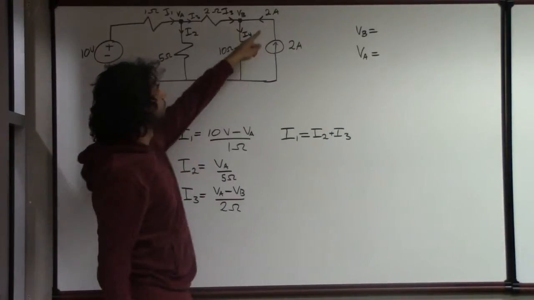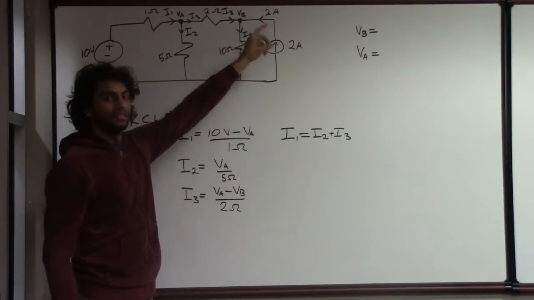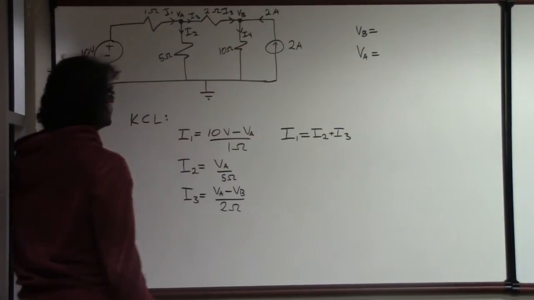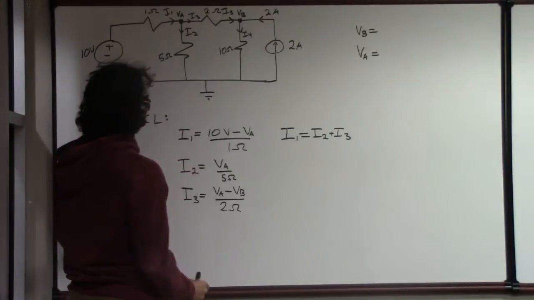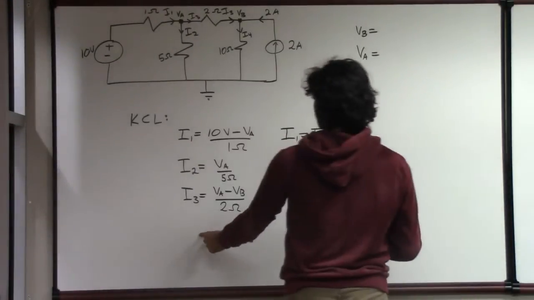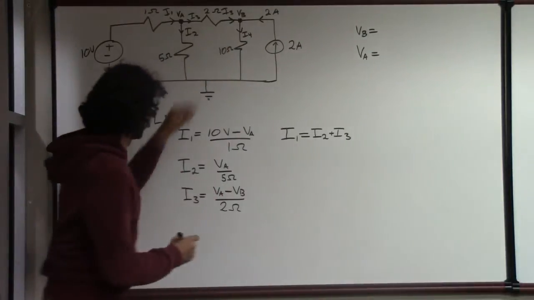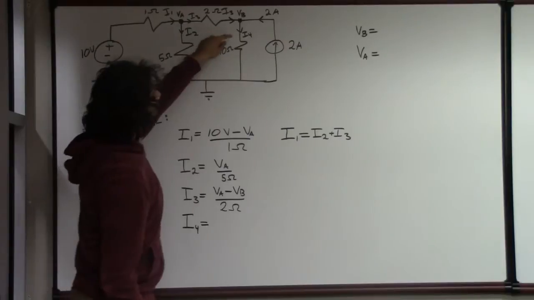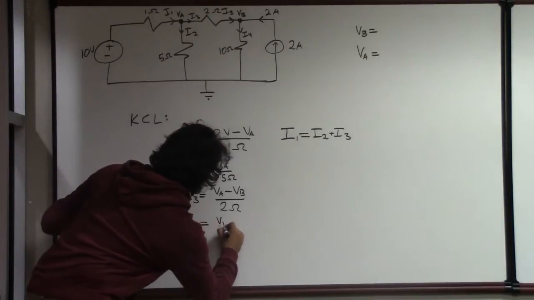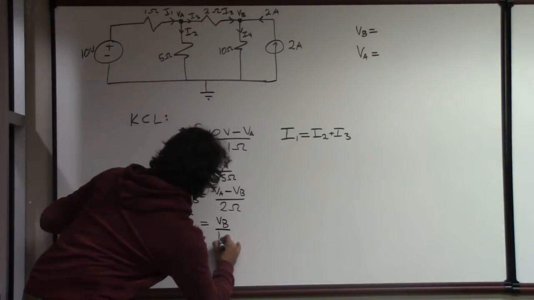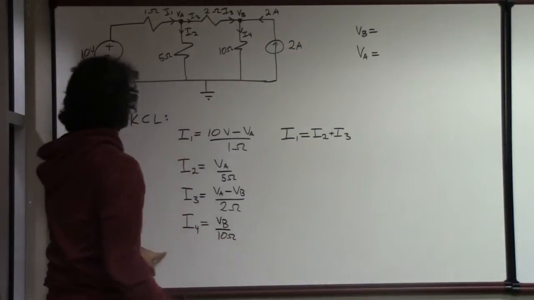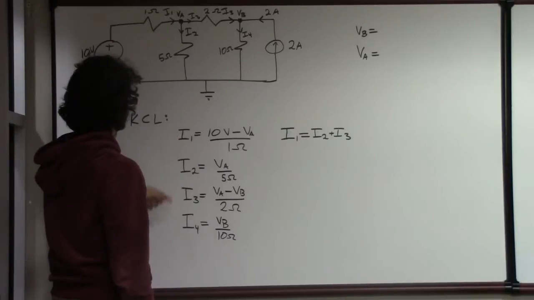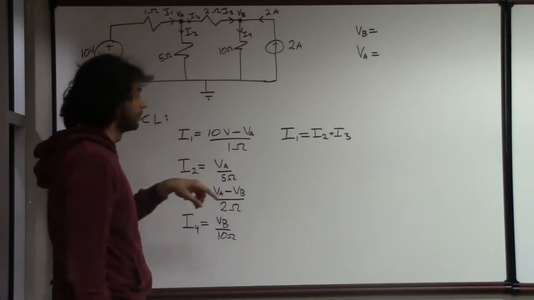And notice I actually don't need to label this one because it's already known. We know this is a 2 amp current source. So let's now find those corresponding currents. Well, we know I3 already, so we just need to find I4. I4 is just going to be VB divided by 10 ohms. And actually we don't need to find any more. These are the only currents that are in our system because all the other ones are known.